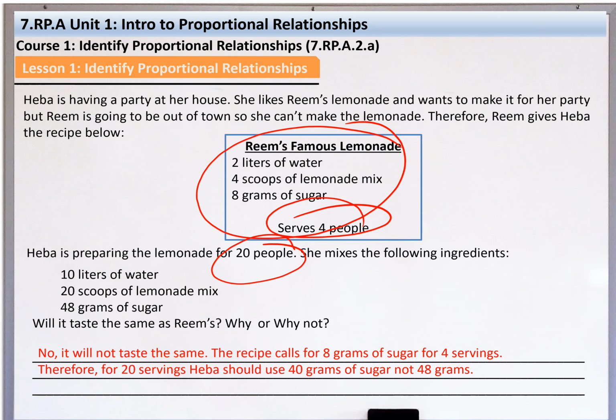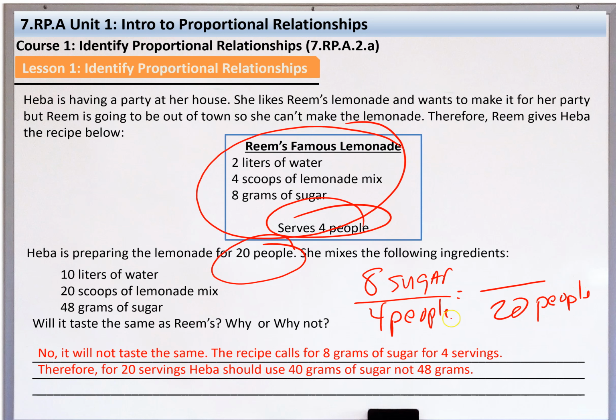No, it won't taste the same because the recipe calls for 8 grams of sugar for 4 servings. So the recipe says 8 grams of sugar for 4 people. For 20 people, you really should have how much? Times 5, times 5 gives me 40 grams of sugar. So Heba used 48, which is too much sugar. It won't taste the same. It'll be sweeter than what Reem's recipe would give. All right.